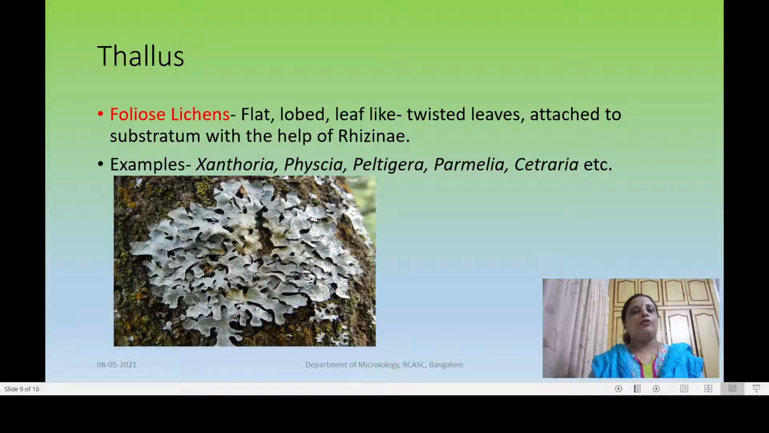Likewise, we have foliose lichen. Here the thallus is flat, lobed, and leaf-like, twisted leaves attached to the substratum with the help of rhizinae.